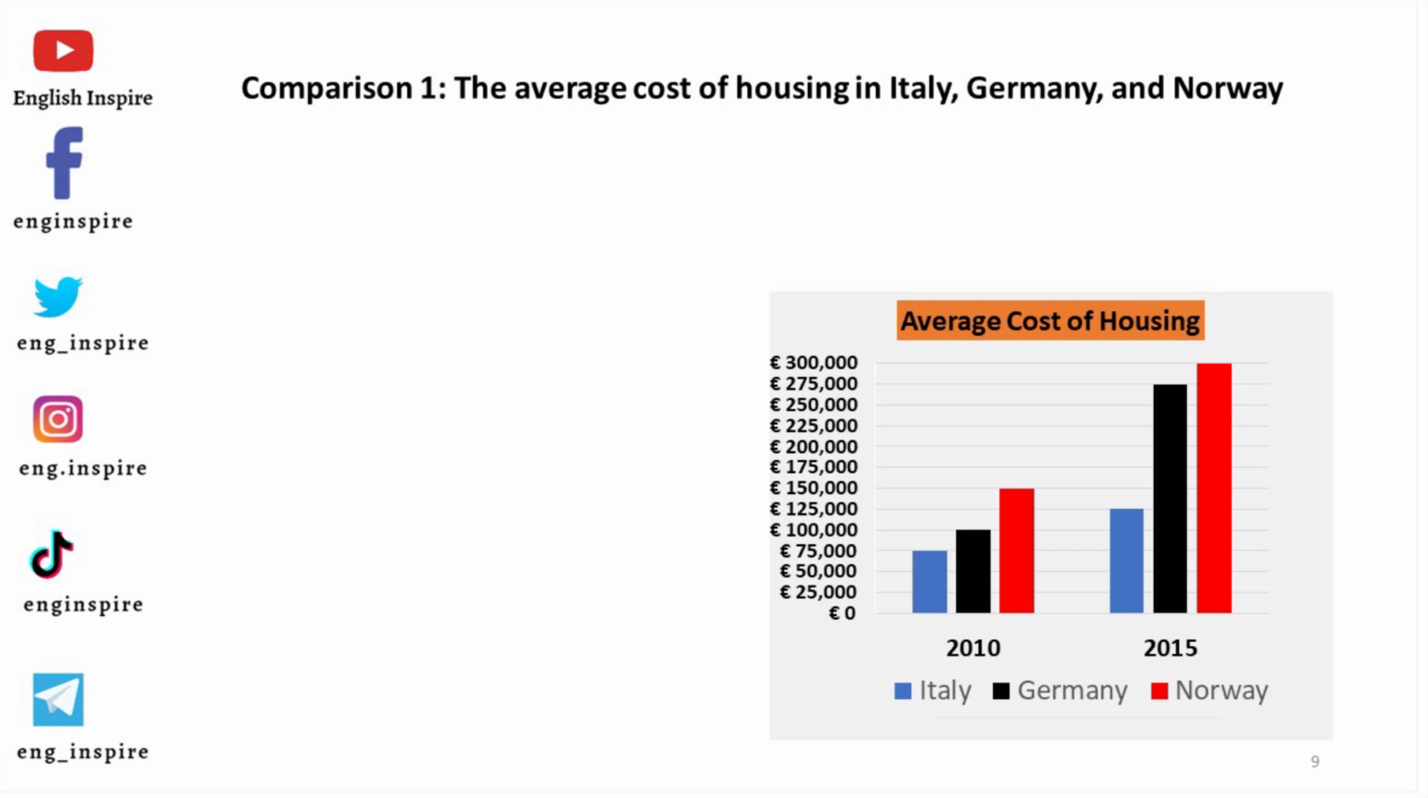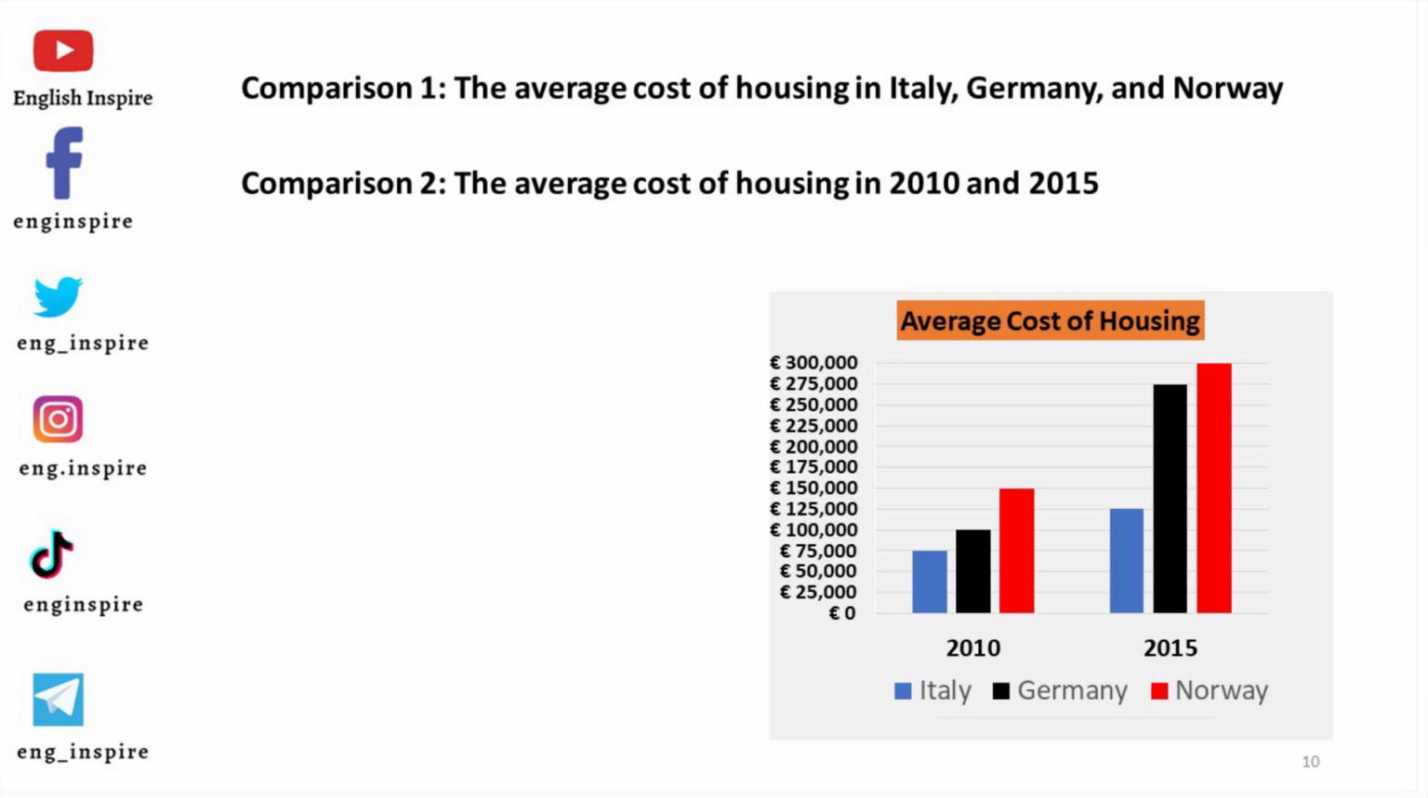If we have a closer look at this sample task, we can make 2 comparisons. The first comparison can be the average cost of housing in Italy, Germany, and Norway, and here we focused on the changes among the 3 countries. And the second comparison can be the average cost of housing in 2010 and 2015, and in this comparison we try to focus on the change over the period from 2010 to 2015.